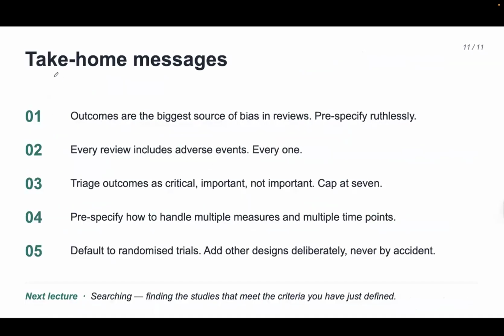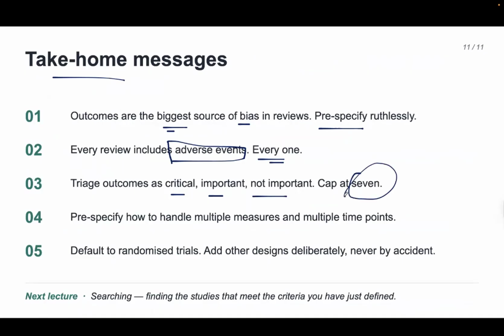Five takeaways from this part. Number 1, outcomes are the single biggest source of bias in published reviews. We need to specify them. Number 2, every review includes adverse events as an outcome. Every one. I will keep saying this until it sticks. Number 3, use the critical, important, not important hierarchy to prioritize and cap your summary outcomes at 7. That's the rule.